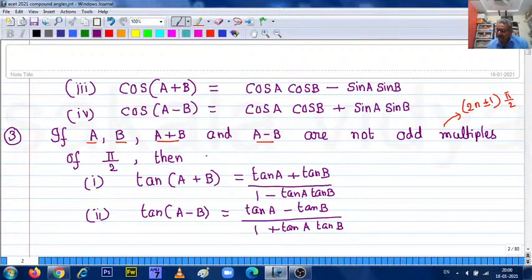Yes, definitely. Every chapter I will complete: trigonometric equations, integration, differentiation, everything. So total, each and every topic I will discuss.